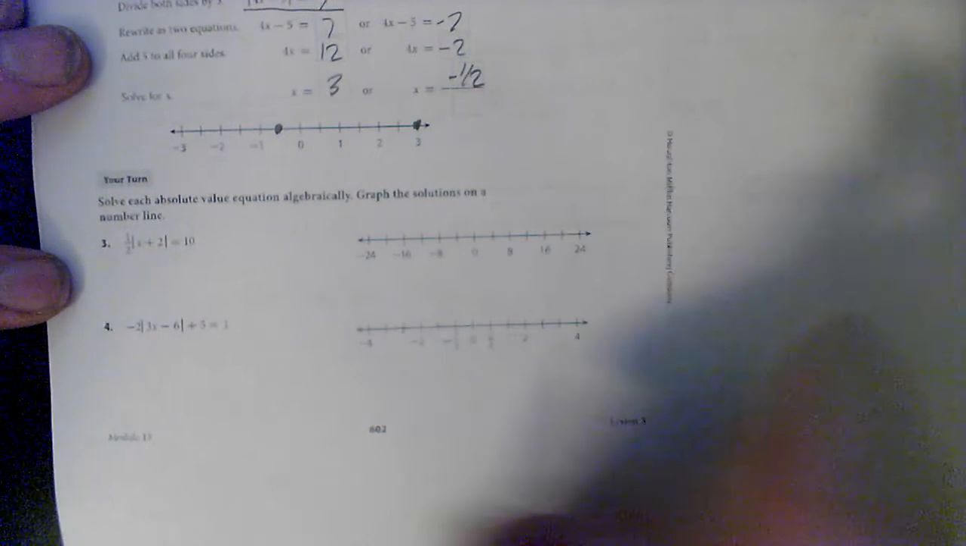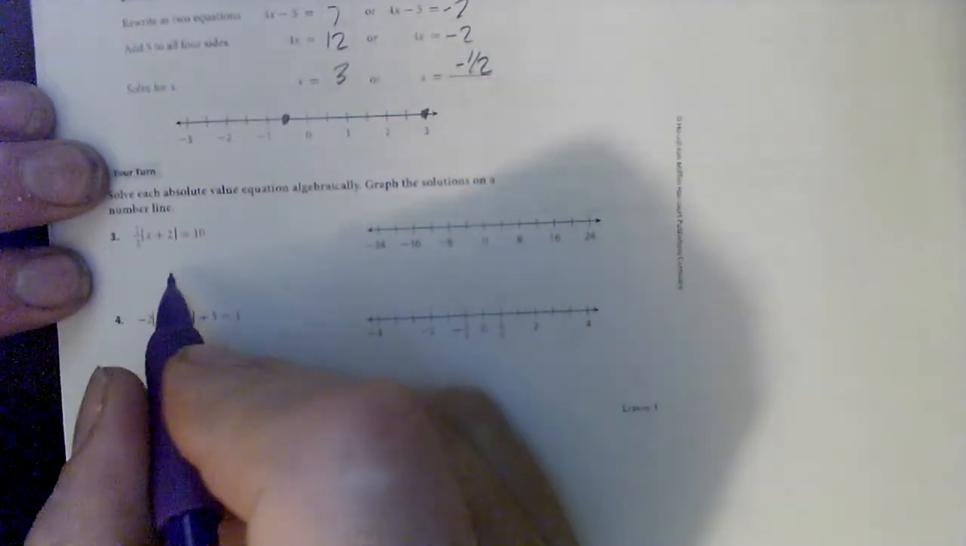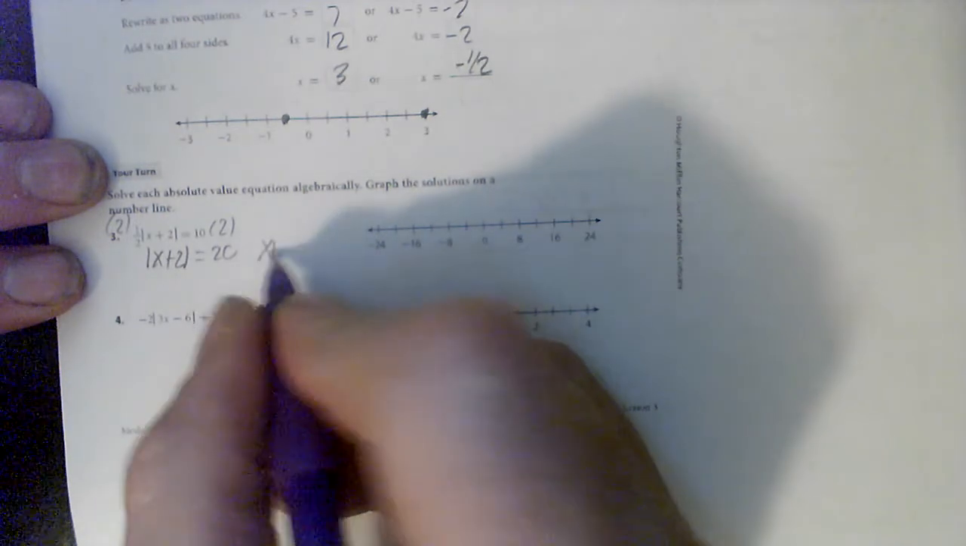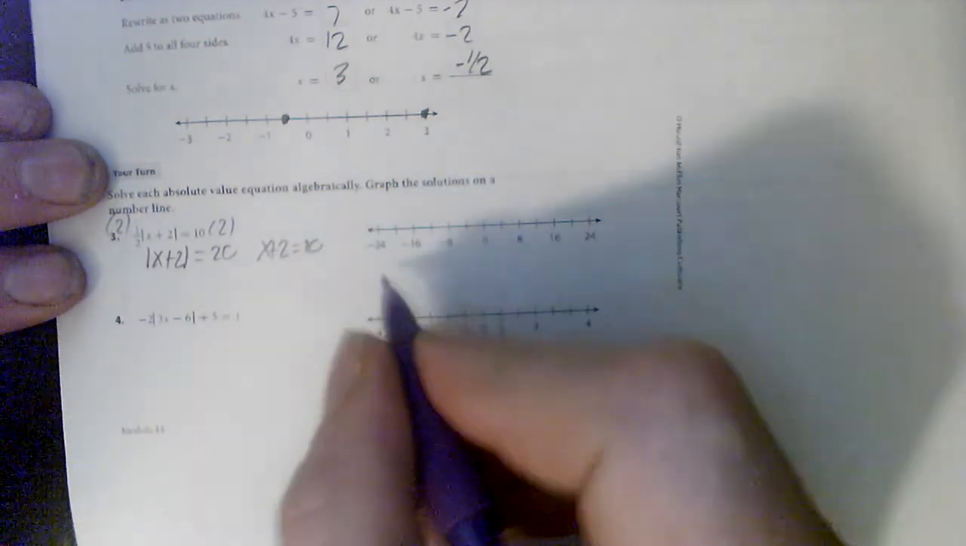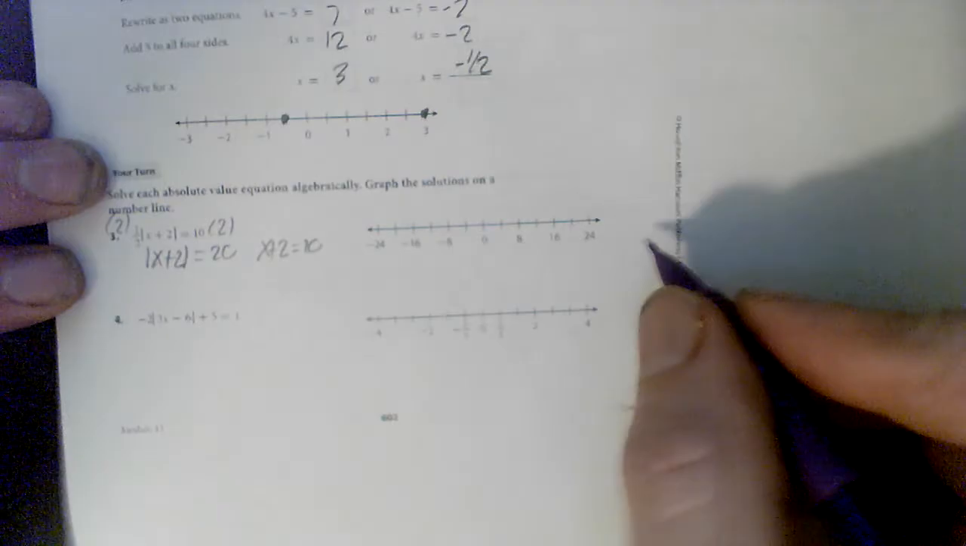We want to try a couple more actually. So I want to solve by multiplying both sides by 2, so times 2 and times 2. This gives me the absolute value of x plus 2 equals 20, and then we set it up twice. We go x plus 2 equals 20, and we'll say, let's put it over here maybe. x plus 2 equals negative 20.